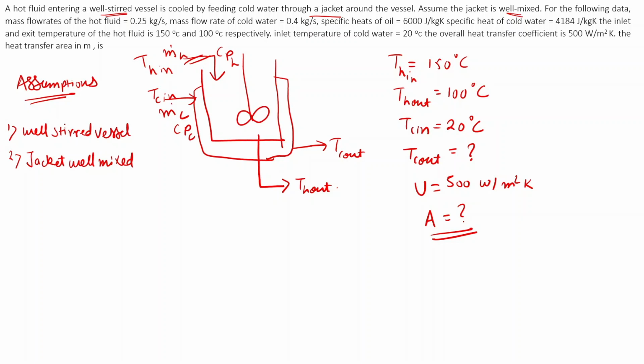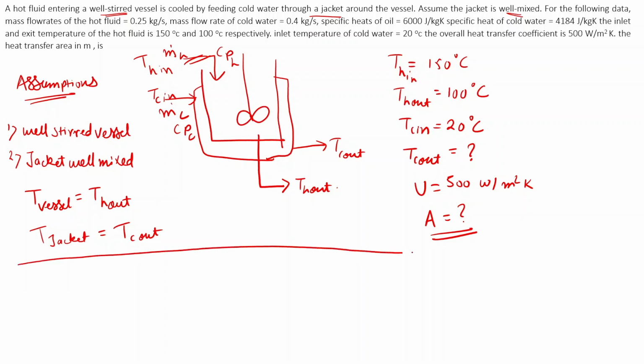Here we have been given that it is a well stirred vessel, so the temperature across the entire vessel will be equal to the outlet temperature of the fluid. Similarly, for the jacket, since it is also well mixed, it will be Tc out. Now we need to find the heat balance across this system.